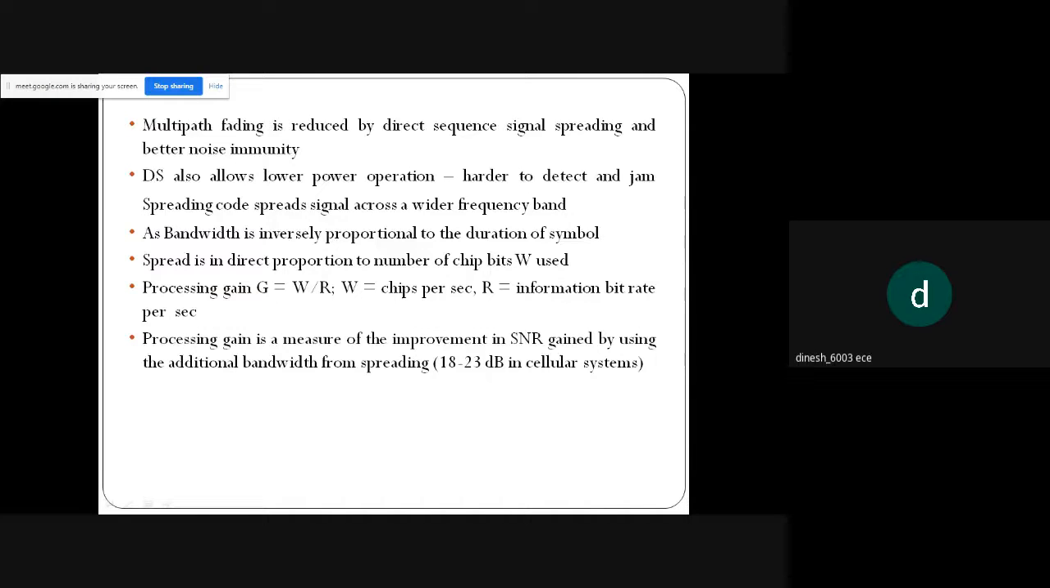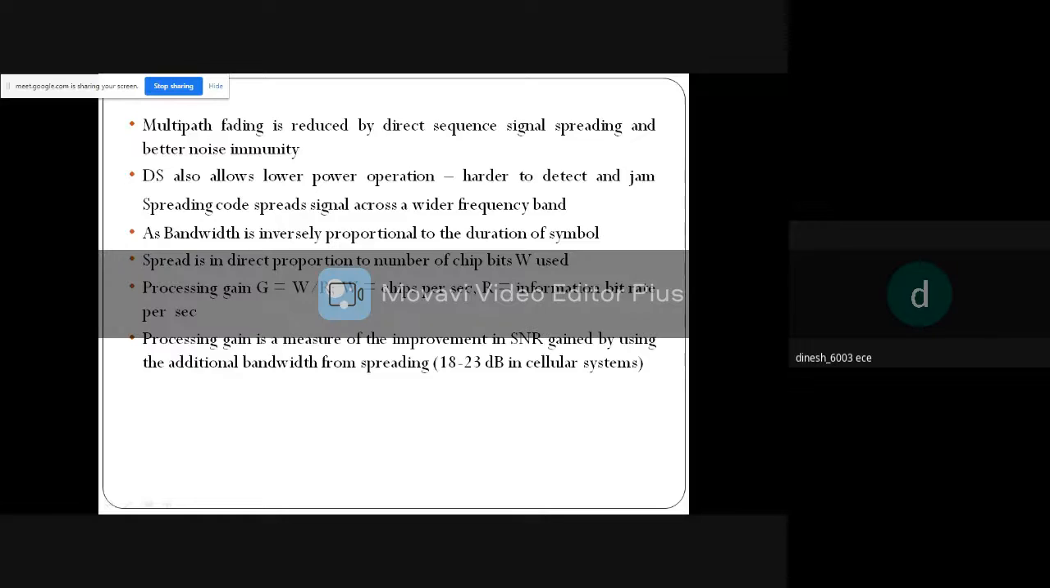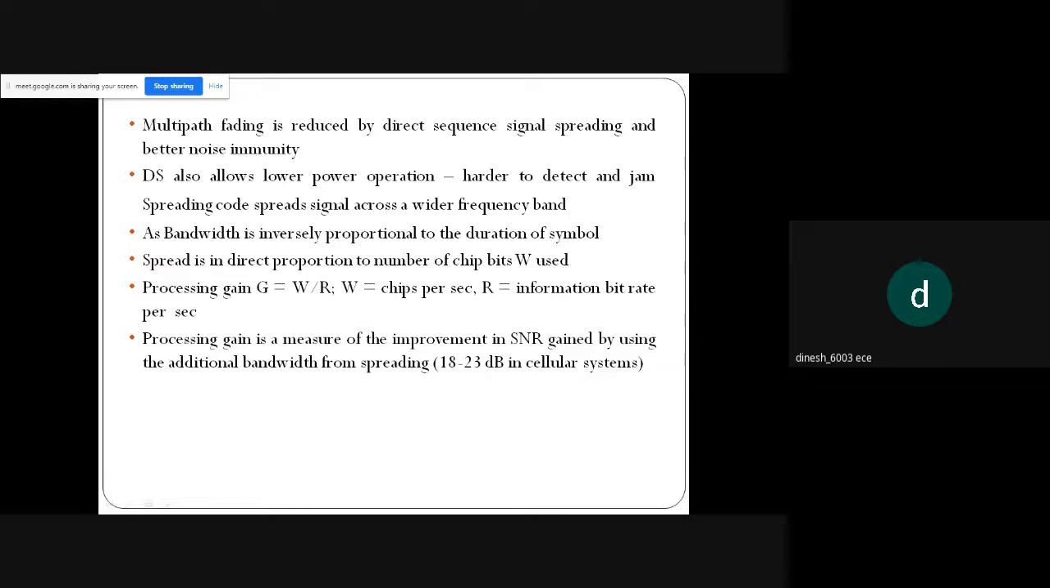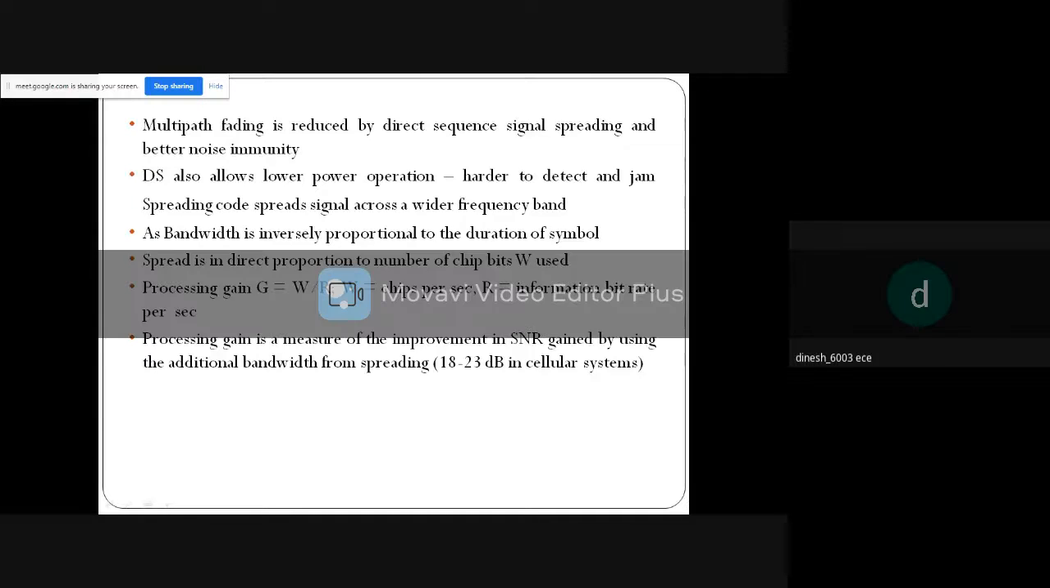As bandwidth is inversely proportional to the duration of the symbol, the spread is in direct proportion to the number of bits being used. So the processing gain is G = W/R, where W is your chips per second and R is the information bit rate per second. The processing gain is a measure of improvement in signal to noise ratio. It is used by the additional bandwidth from the spreading in cellular systems.